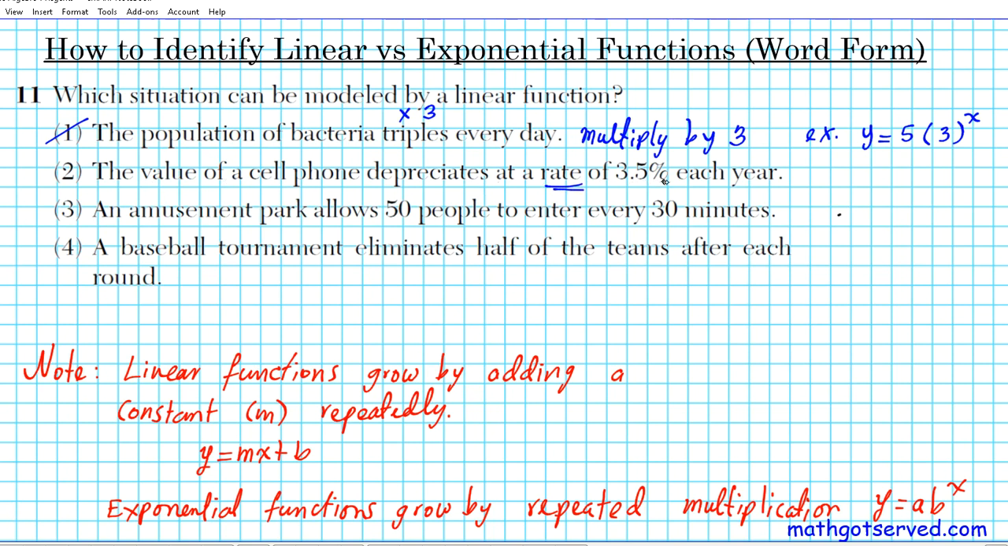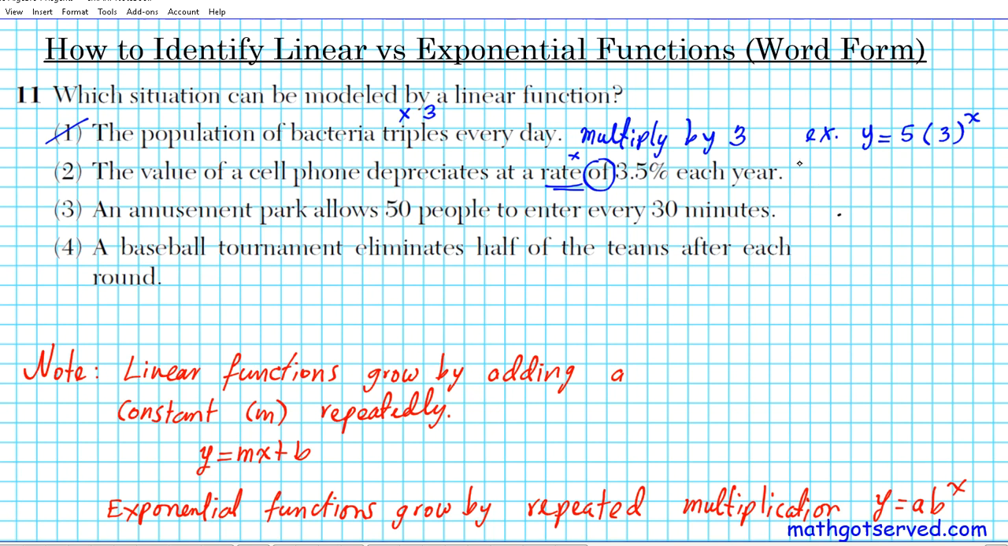of 3.5% each year. So rate of, what operation do you associate with of? Of represents multiplication. So the rate is being multiplied by a depreciation factor of 3.5% each year. So the value is decreasing by 3.5% each year. What's going to be happening is we're going to be multiplying by 100% minus 3.5%. That's what we're going to be multiplying by.